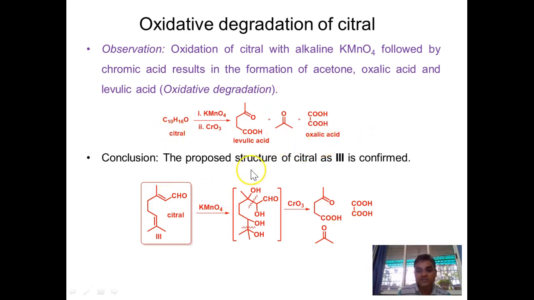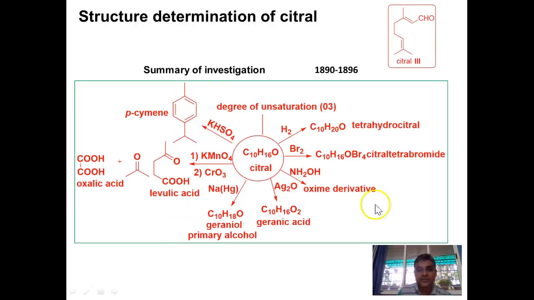So based upon this oxidative degradation experiment, we have now got some additional evidence about the structure of citral molecule as shown in 3. So let us see here how we reach the structure of citral molecule. First of all, we have calculated the degree of unsaturation using the molecular formula, and then we have made the analysis of unsaturation by a hydrogenation experiment or a bromination experiment. These two experiments have proved that this contains two double bonds.